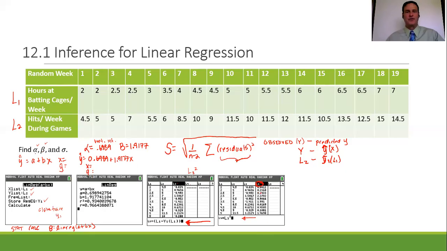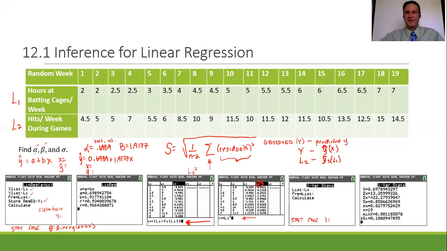Okay, so once you square those, then we'll identify this part of the formula, which is the sigma, and we will add everything up in L4. Okay, and so again, you just go to stat, go to calc, this is the very first thing, 1-Var Stats, and again, we're going to input L4. Don't forget to type the L4 in there because the default's usually another list and you're going to get the wrong sum, okay?